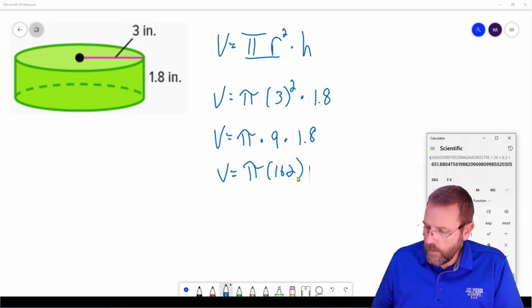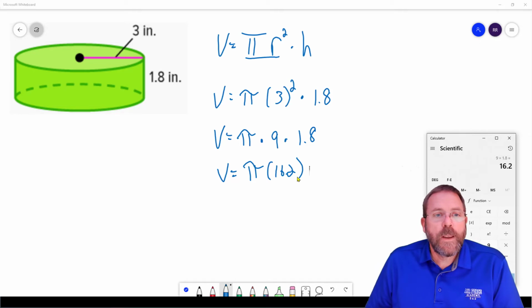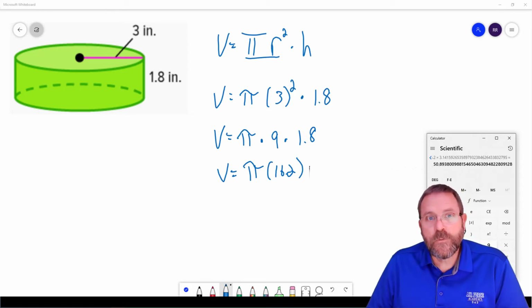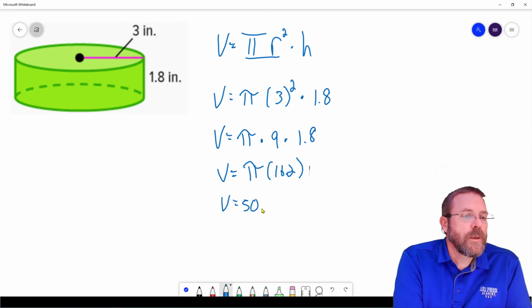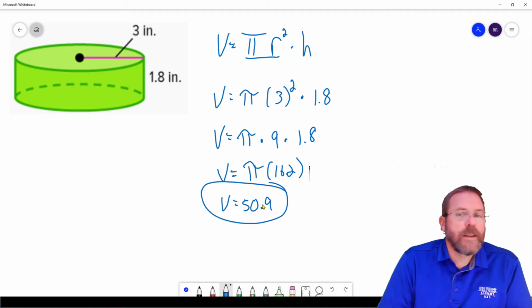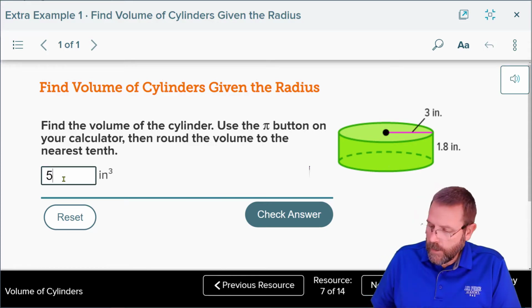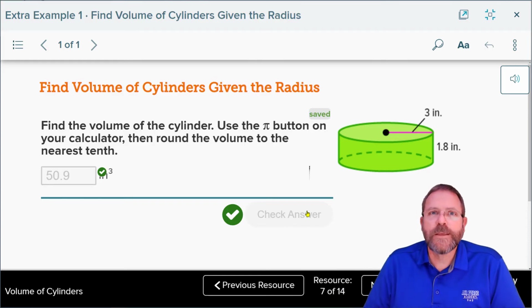We go 9 times 1.8 equals, it is indeed 16.2. Now all we have to do is take that number and hit the times button, then hit pi, which is right here, equals, and rounded to the nearest tenths, which is what they wanted, it gives us a volume of 50.9, and that would be in inches cubed. We're going to jump back over to right here. I'm going to type in my 50.9. We're going to check it. The answer checks. Easy math.